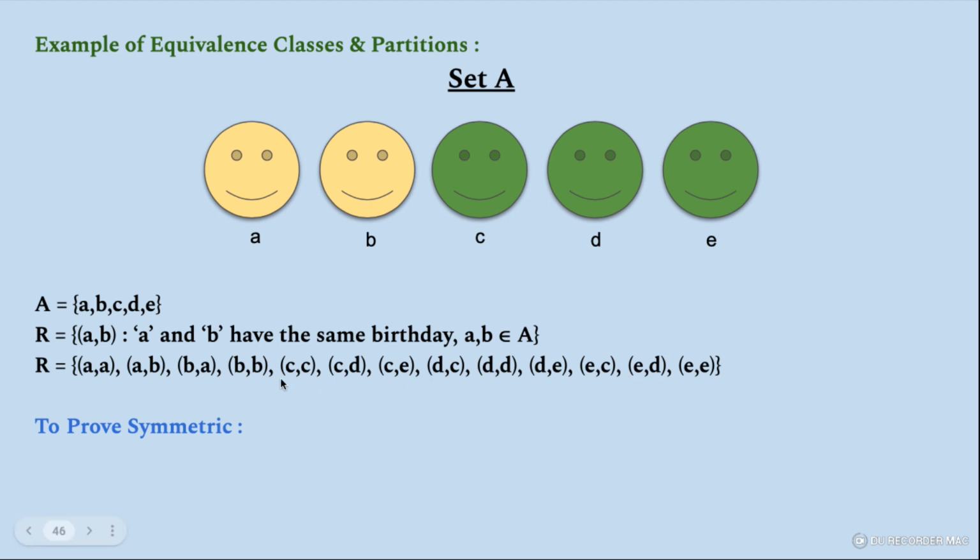So for every (A, B), (B, C), (B, A) is there in the relation. So this relation is going to be symmetric. That's been proved to be symmetric.